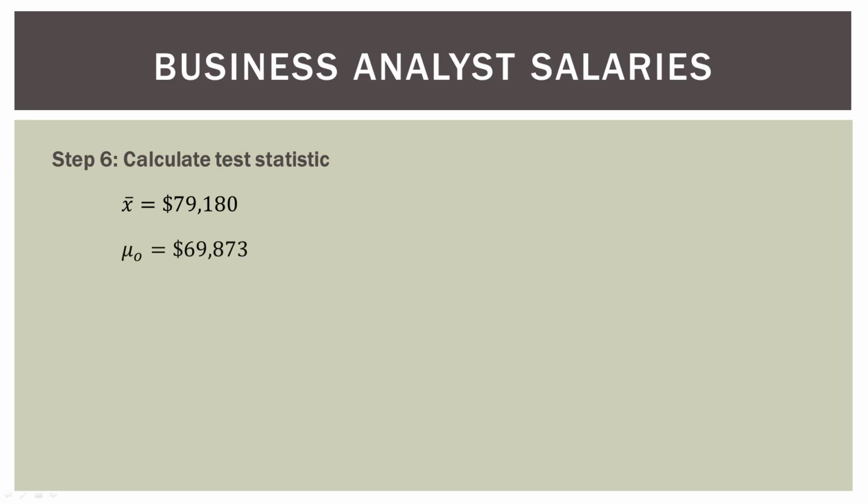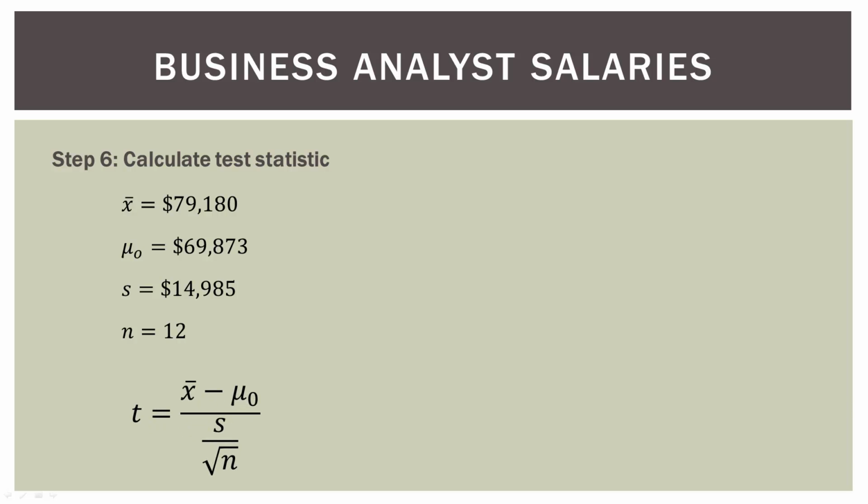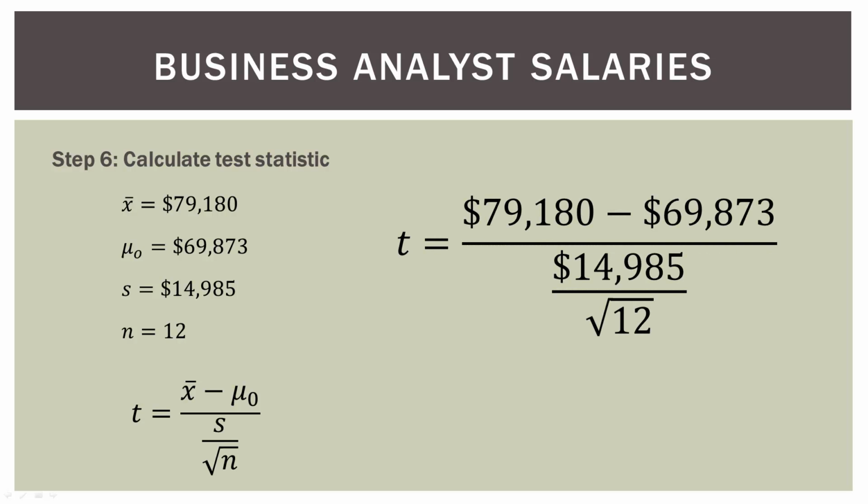So we have our sample mean of 79,180, our hypothesized population mean of 69,873. There's almost a $10,000 difference there. Our sample standard deviation of 14,985, our sample size of 12. So we can go ahead and substitute all that into our formula. So we have 79,180 minus 69,873 divided by 14,985 divided by the square root of 12. So we just substituted everything in there. And that generates a t-statistic of 2.15. So that is our test statistic.